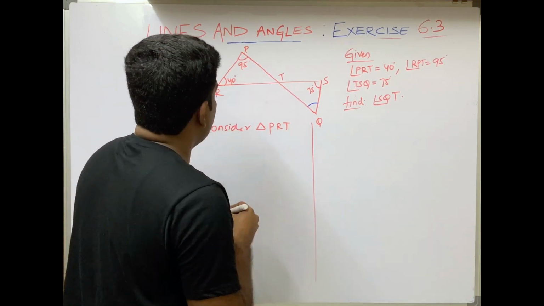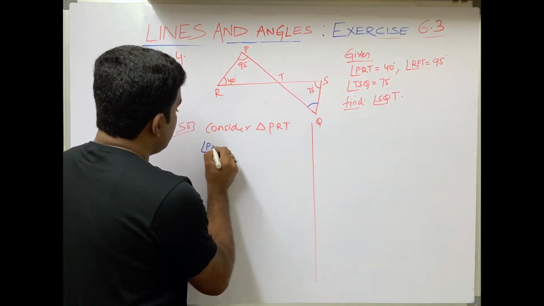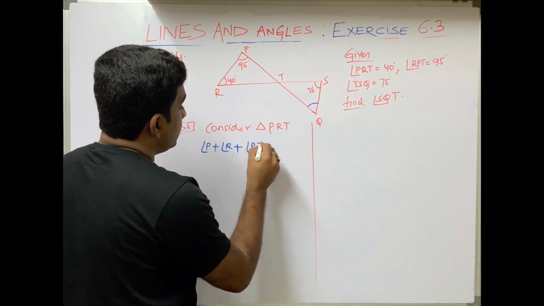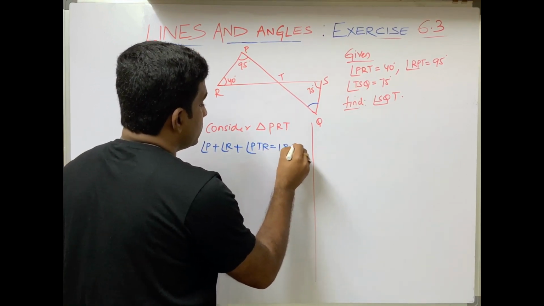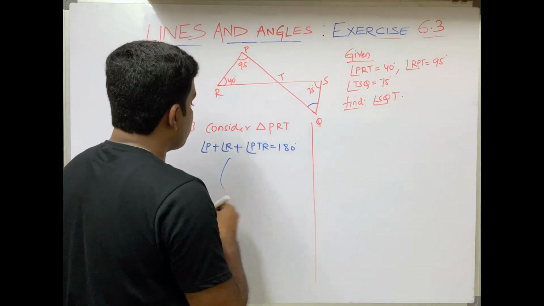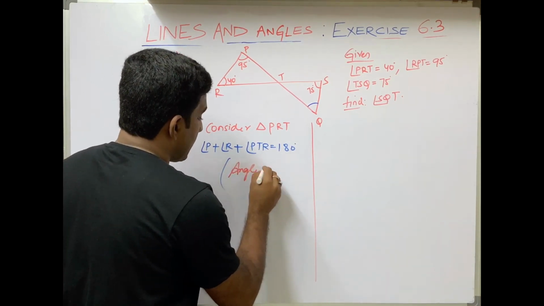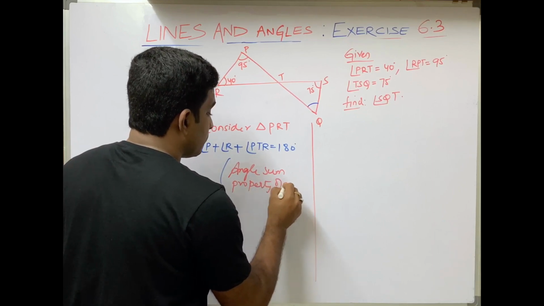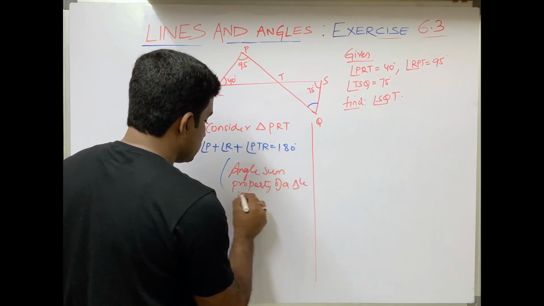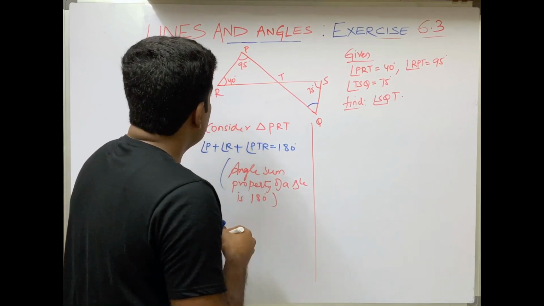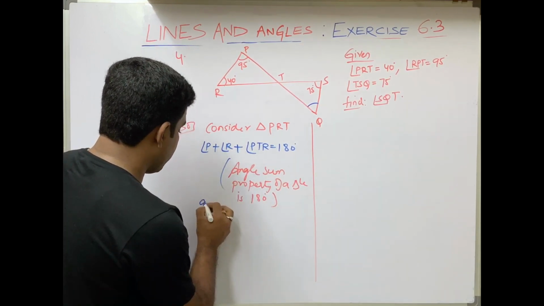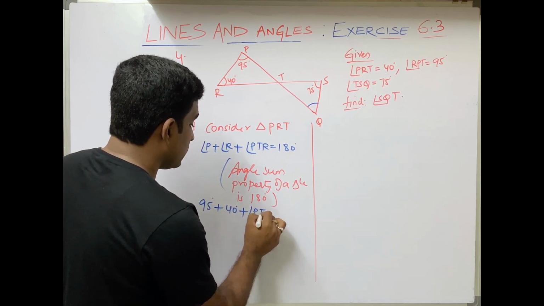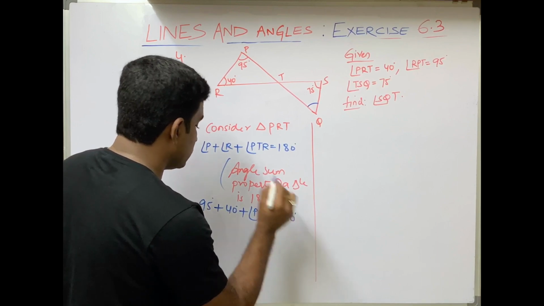PRT. Then angle P plus angle R plus angle PTR equal to 180 degrees. The reason is the angle sum property of a triangle, which is 180 degrees. Clear? Angle P we know as 95 degrees, angle R we know as 40 degrees, plus angle PTR equal to 180 degrees.